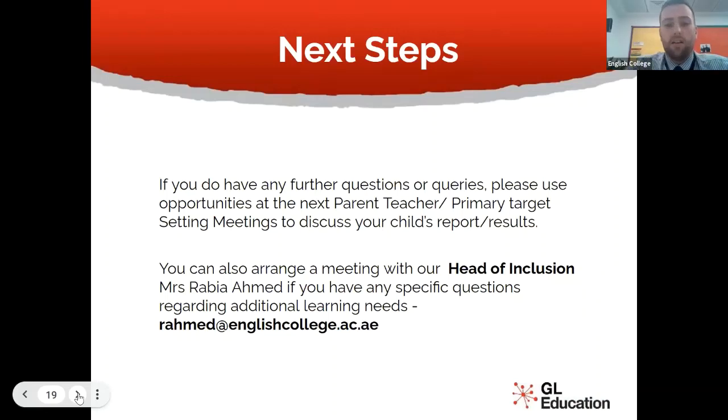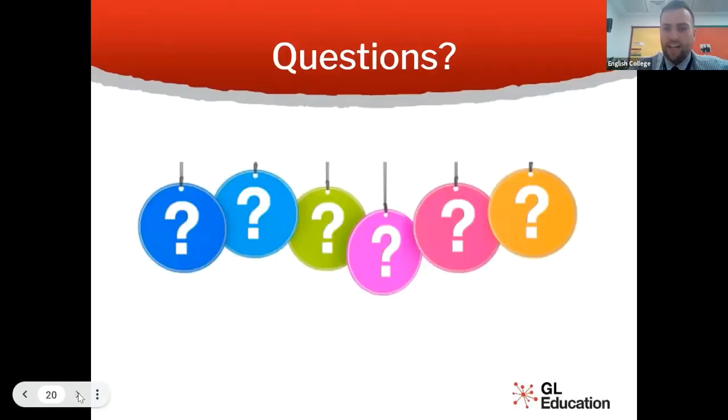On this slide here, it's also to point out, regardless of CAT4 or anything else, if you do have any questions or queries, you can also arrange a meeting with our Head of Inclusion, Mrs. Ahmed. We've put her email address at the end there, so feel free to get in touch. And then lastly, any further questions from anybody?